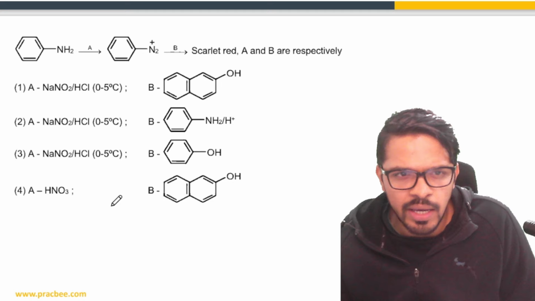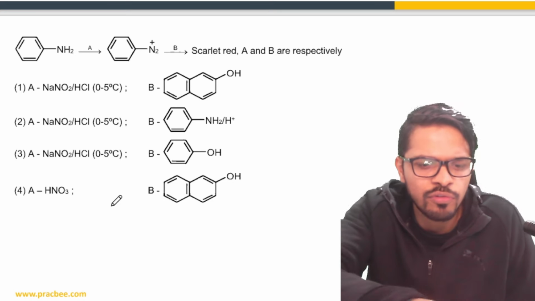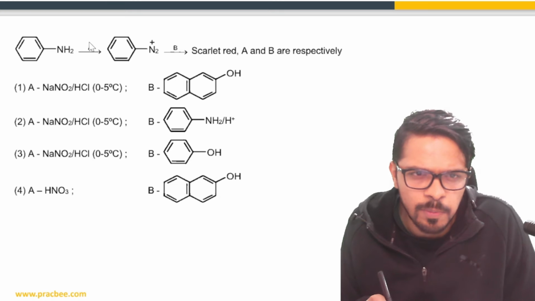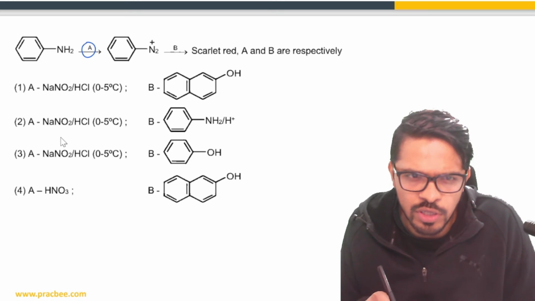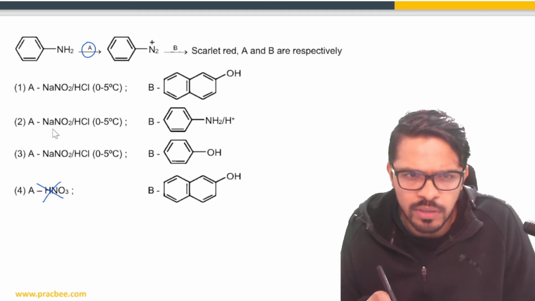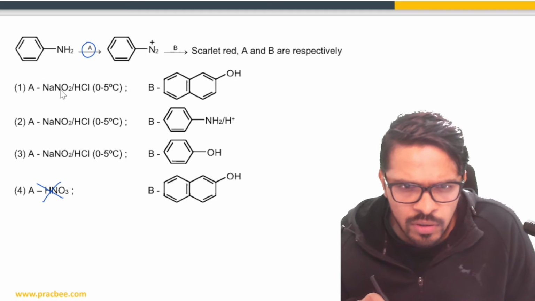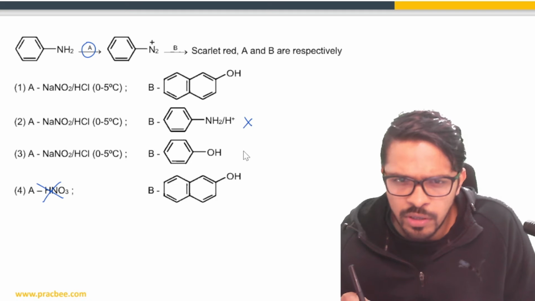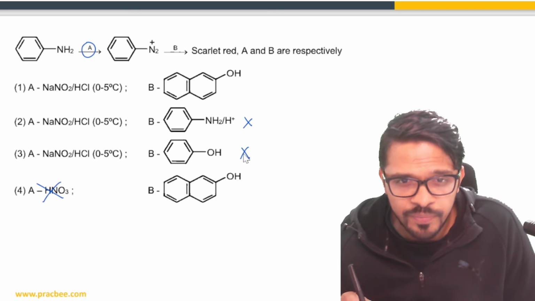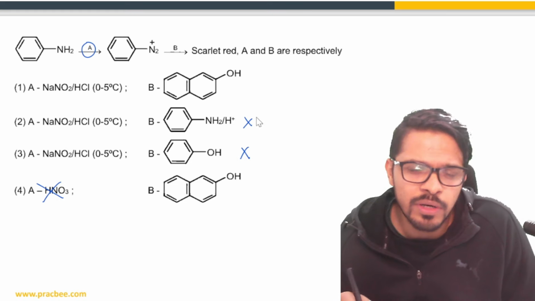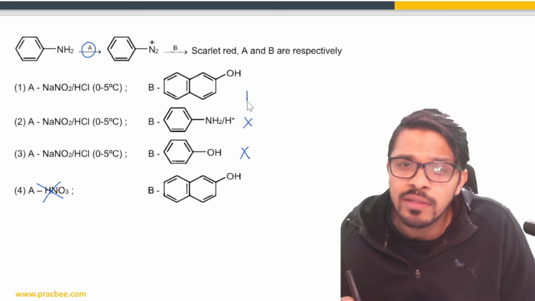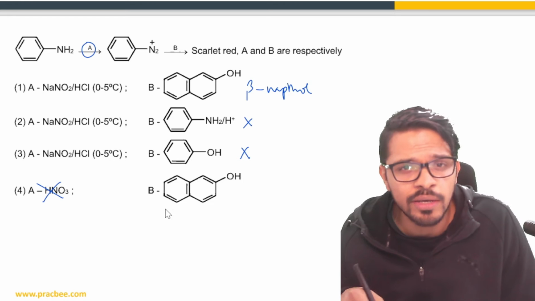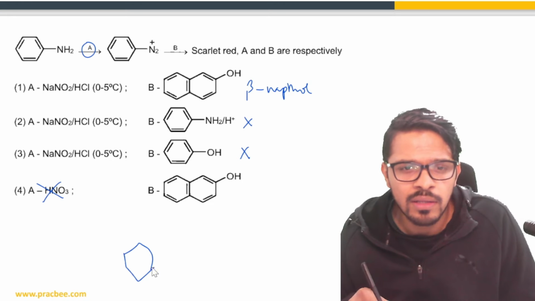Right, the next reaction is a reaction of formation of a dye. As we can see, the first step is the formation of diazonium ion. So it has to be one of the first, second or third option. Aniline does not produce a dye, and this also does not produce a dye of scarlet red color. This is beta-naphthol. Beta-naphthol basically produces a dye of scarlet red color.